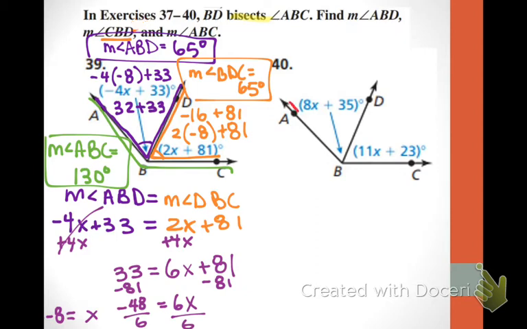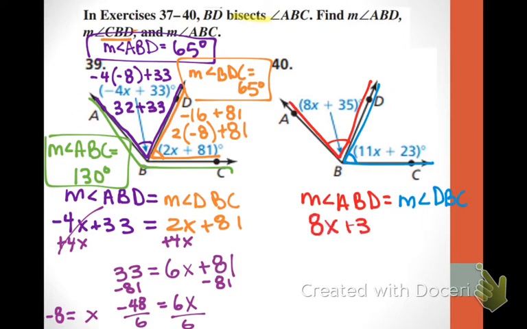All right, this next one's going to be the same. If we know that they're bisected, we know that the measure of angle ABD is going to be equal to the measure of angle DBC. So what's the measure of ABD? 8x plus 35. And the measure of angle DBC? 11x plus 23. So I always move the smaller x, which is 8x here.